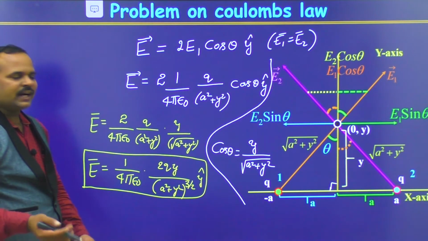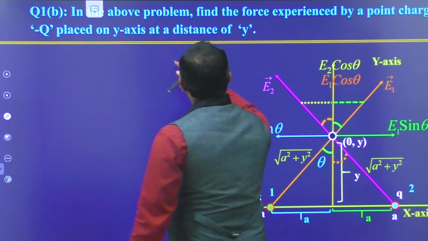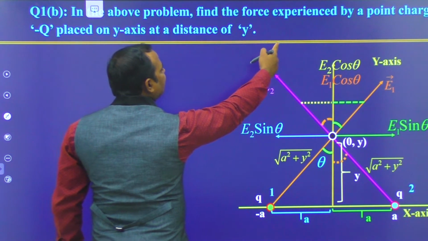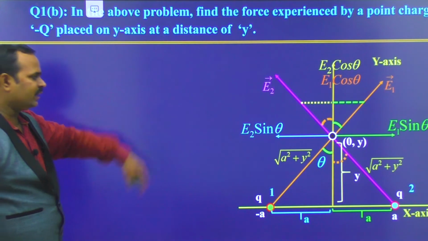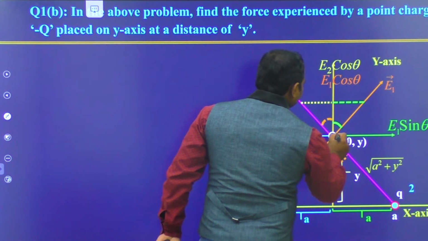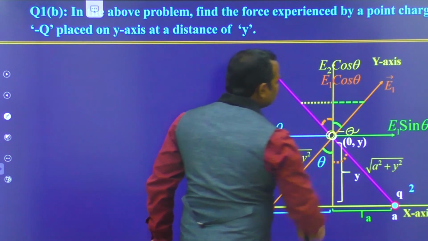Now let us see the second question. Second question is, in the above question, find the force experienced by a point charge minus q placed on the y axis at a distance y. So here we are keeping, now this charge is minus q. We are keeping minus q charge.